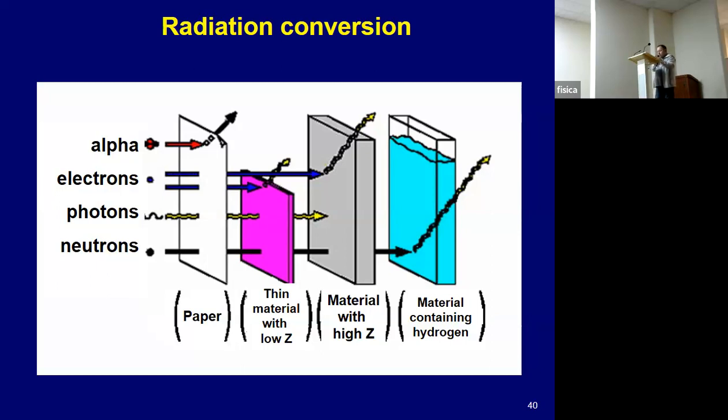In case of beta particles, if electrons interact with substances with high charge number Z, their energy can be transformed into the energy of bremsstrahlung photons. These photons can travel long distances in comparison with beta particles. And neutrons. Interactions of neutrons with matter usually produce recoil nuclei and secondary photons as a result of neutron capture.